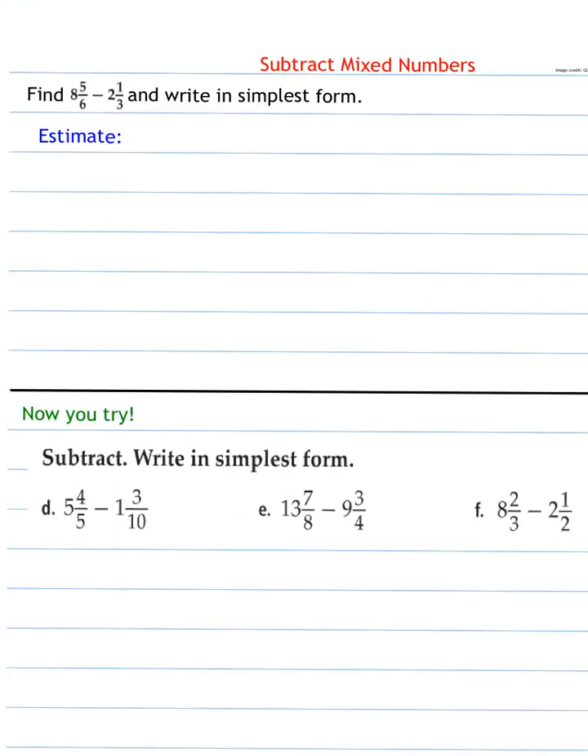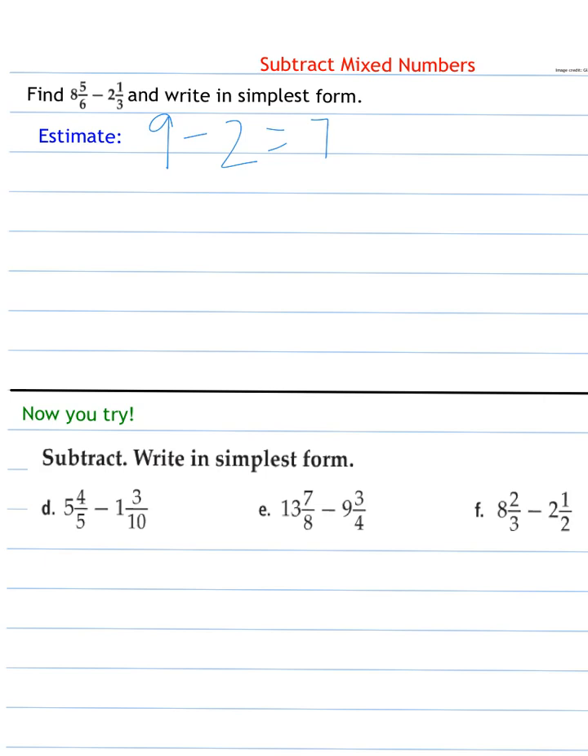Okay, now we are looking at subtracting mixed numbers. Same steps as before, but now instead of addition, we're just doing subtraction. So let's start with our estimating. 8 and 5/6 is close to 9. 2 and 1/3 is close to 2, so 9 minus 2 is 7, so our answer should be somewhere around 7.